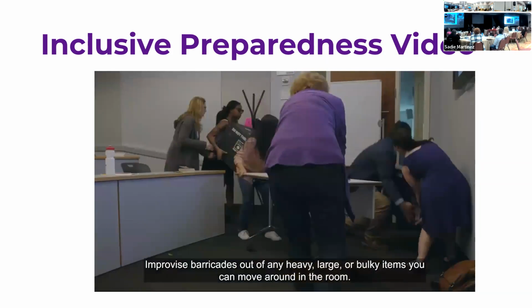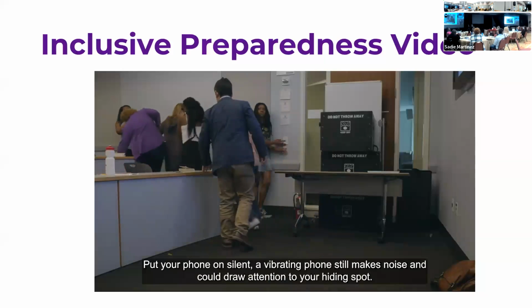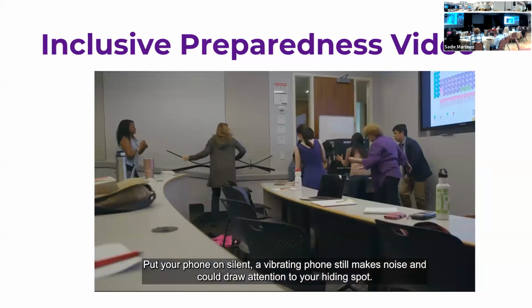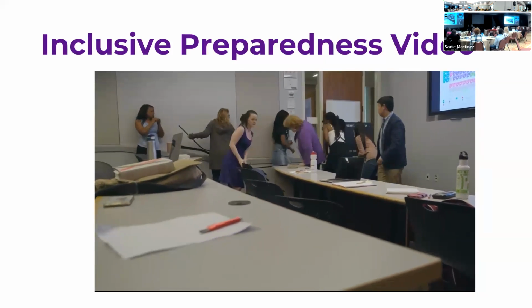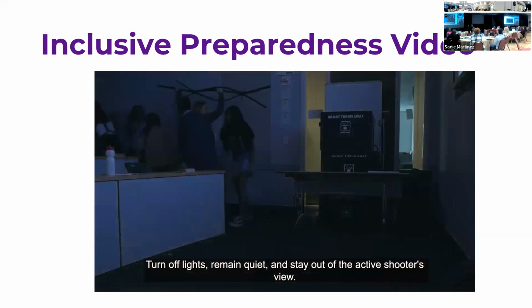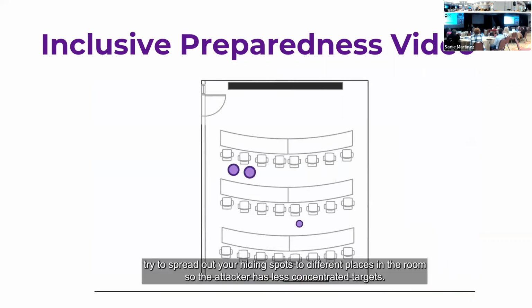Improvise barricades using any heavy, large, or bulky items you can move around in the room. Put your phone on silent. A vibrating phone still makes noise and could draw attention to your hiding spot. Turn off lights, remain quiet, and stay out of the active shooter's view. Avoid huddling in the same place. Try to spread out your hiding spots to different places in the room so the attacker has less concentrated targets.